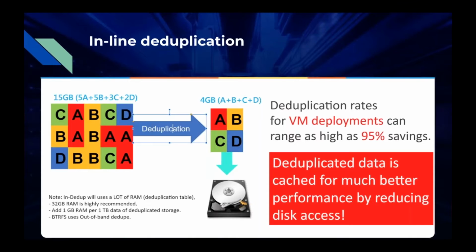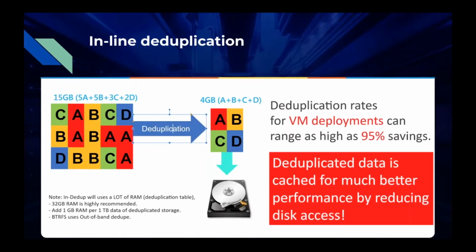One thing to note is that deduplication uses a lot of RAM. So if you're planning to use this feature, make sure you install more RAM. 32 gigabytes of RAM is highly recommended for deduplication. Okay. And can you use compression and deduplication at the same time? Yes, you can. And this will actually help you save more data on your NAS.